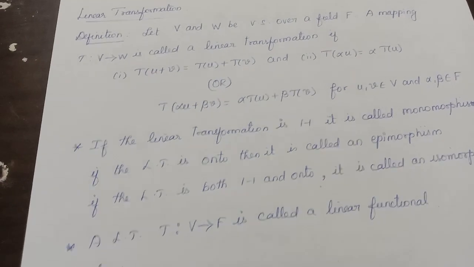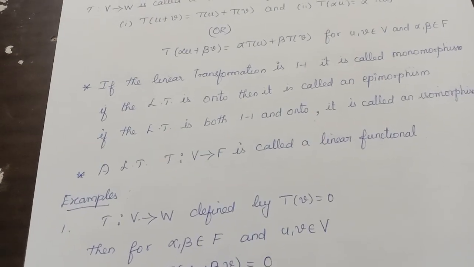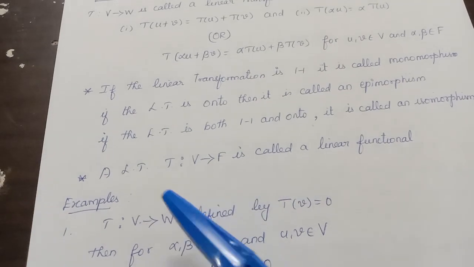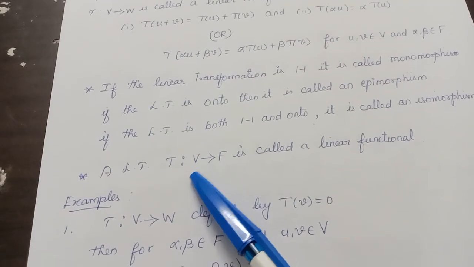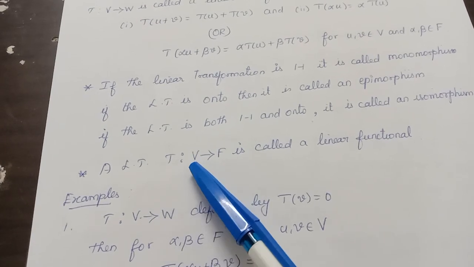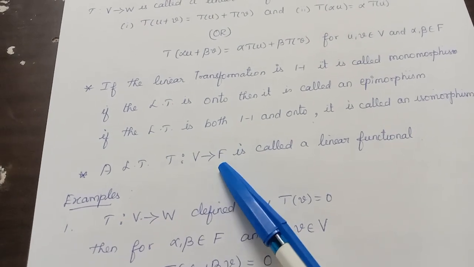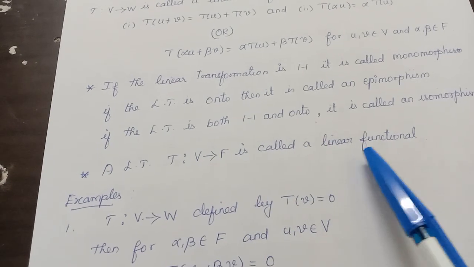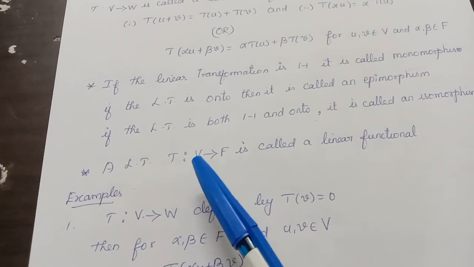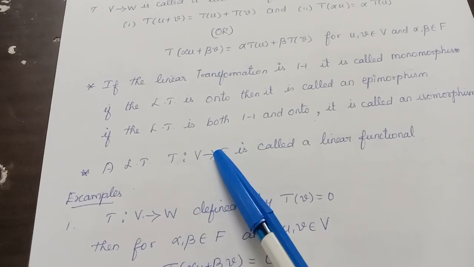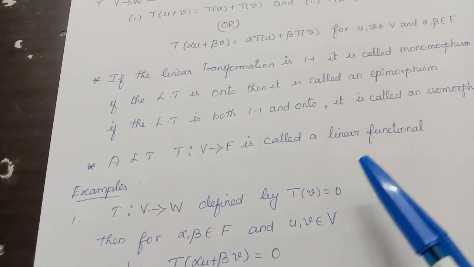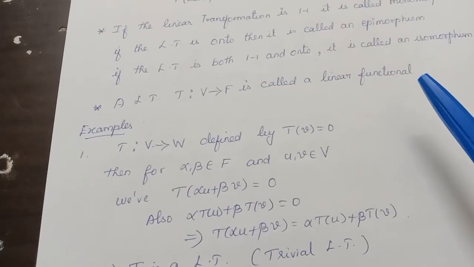Next one is functional. Suppose we have taken V as the vector space and F as the field. If we define a linear transformation from V to F, then that linear transformation is called a linear functional. So a linear functional is a linear transformation from the vector space to its field. Now let's see some examples of linear transformation.